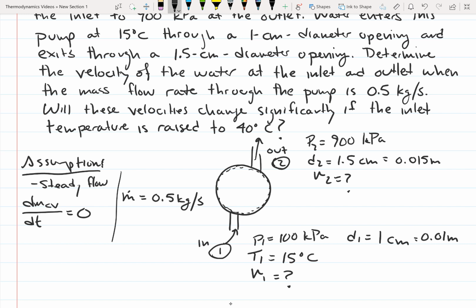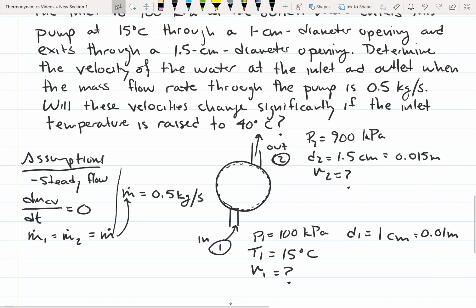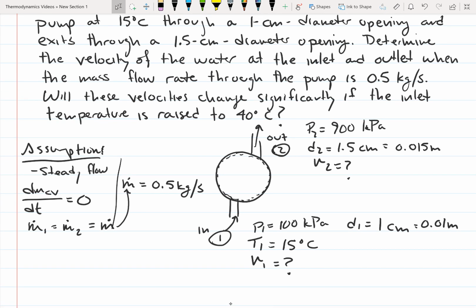We can't be adding mass. Basically, the pump wouldn't operate correctly if the mass was increasing with time or decreasing with time. So the mass in is equal to the mass out, which is equal to the mass flow rate, which is given. So it doesn't specifically tell us that it's steady flow, but we can make that assumption based on the information that we're given. The other thing is, we're given the temperature of the pump at the inlet.